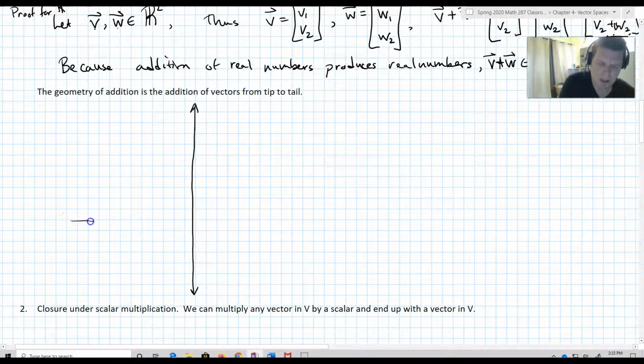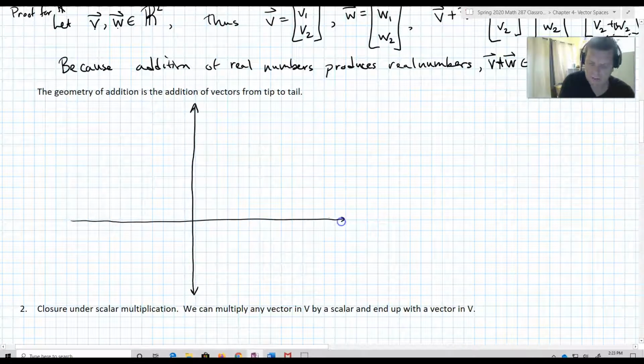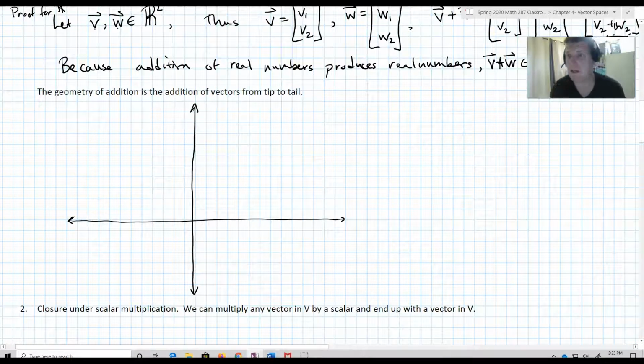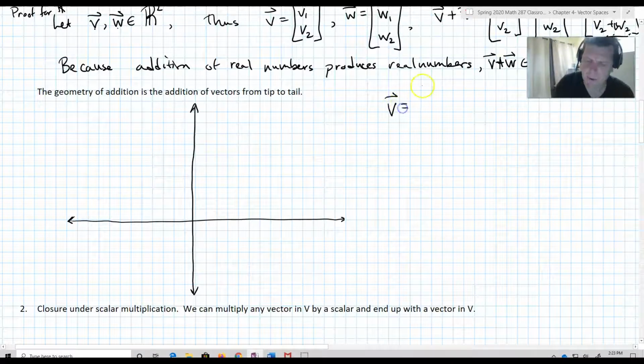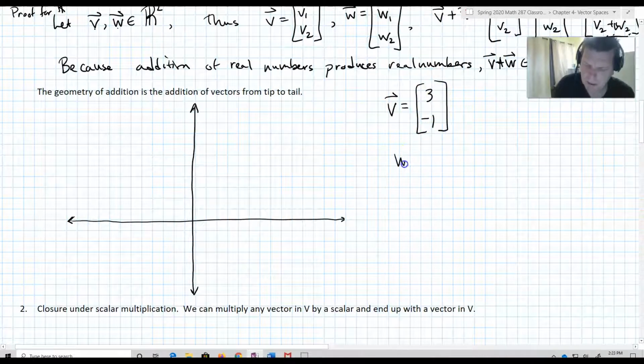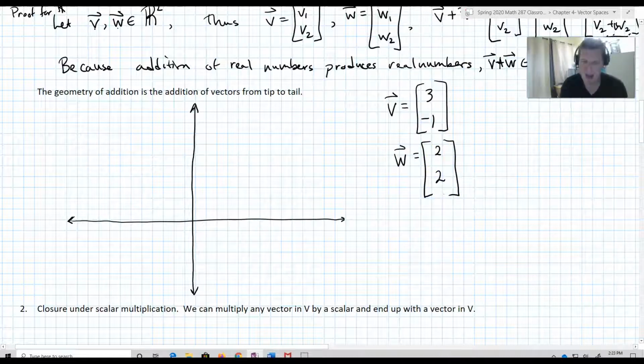Now the geometry of vectors in R2 is what we call tip to tail. When we add two vectors, let's say for example, v equals (3, -1) and we're going to let w equal (2, 2). So if I take v, I go 1, 2, 3 over, down 1. There's v.